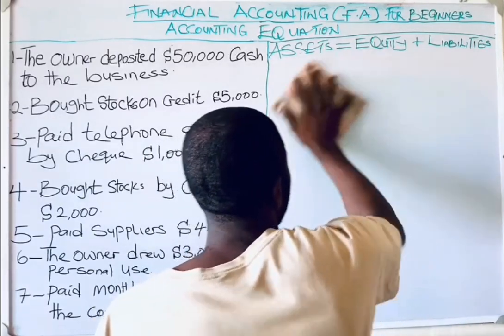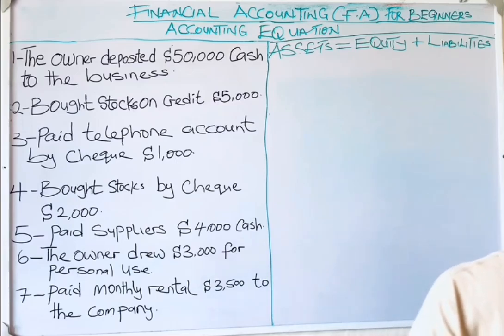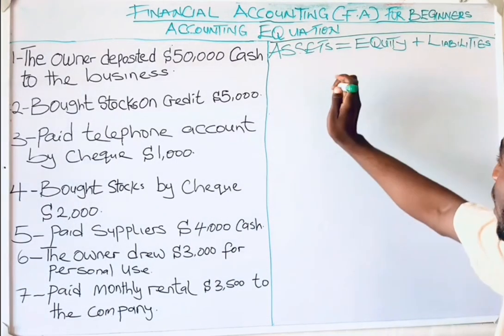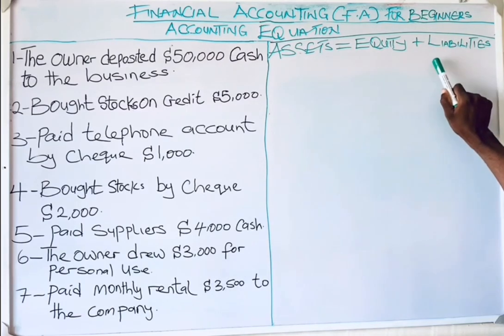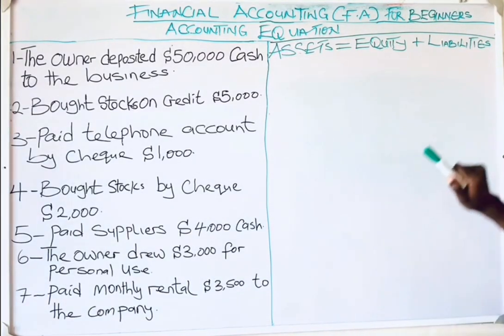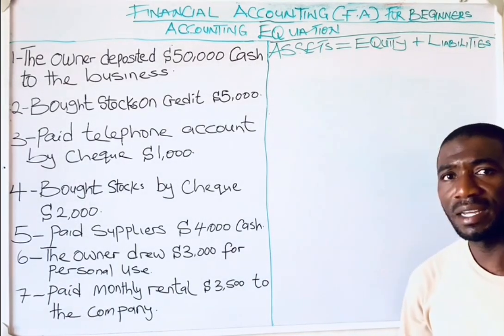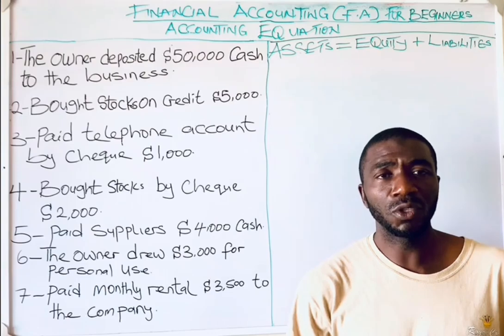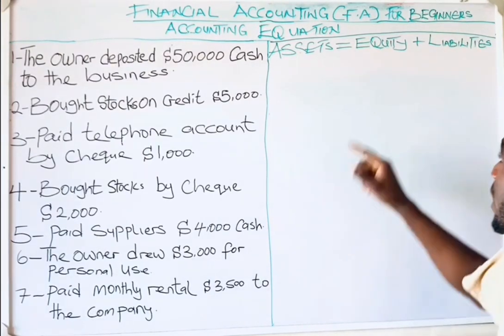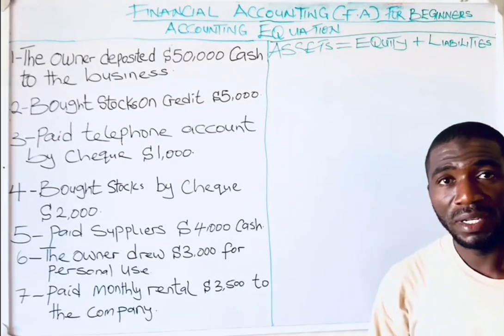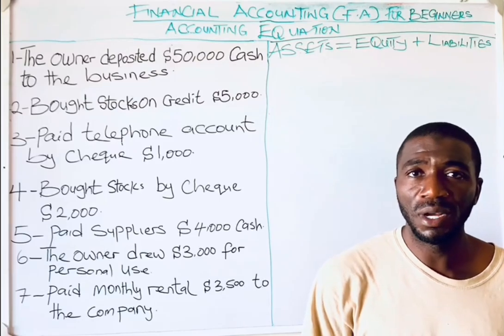So, as you can see, we're starting with the accounting equation. Please listen attentively. The accounting equation, as you can see on the board, says that our assets equals equity plus liability. The addition of liabilities and equity gives you assets. What is an asset? Assets is what you own, what you have in the business or in the company. They are your assets. Then equity are your claims. That is your investment in the business.